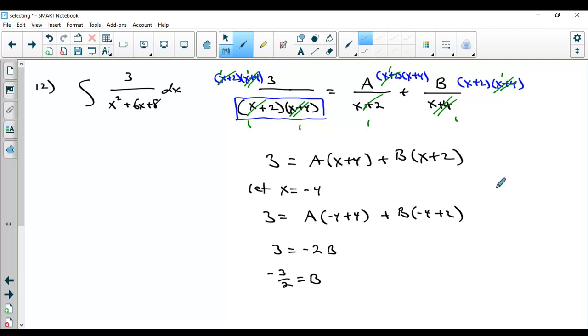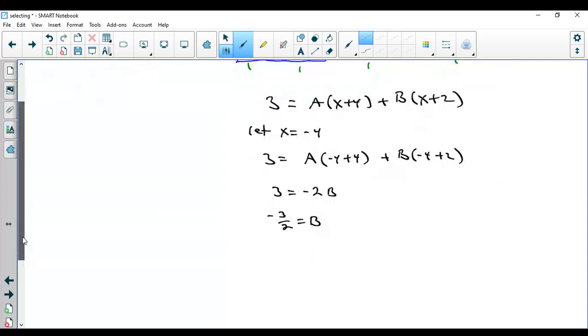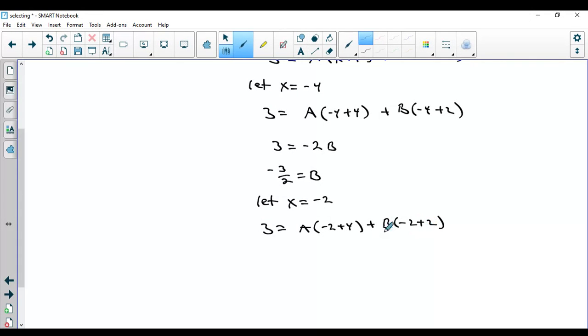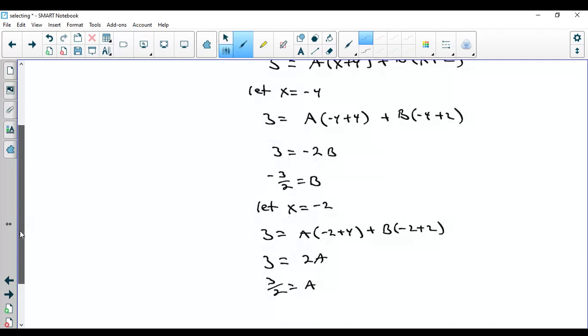So now what else could I pick? Well, I could also pick another x value, because this is true for all x values. I can plug anything in, to be quite honest, but what would be a good value to plug in? Well, I would say -2 would be a good value, because watch what happens. 3 equals A times -2 plus 4 plus B times -2 plus 2, and you're like, oh, look at that. So now this is going to be 0 times B. That's going to wipe the B out. So I'm going to end up getting -2 plus 4, that's 2A. I'm going to get 3/2 equals A. So that's great. Now I know what A and B are.